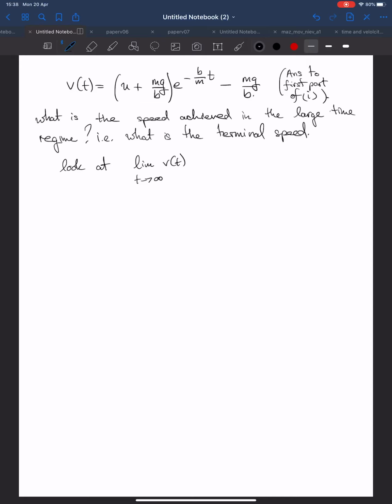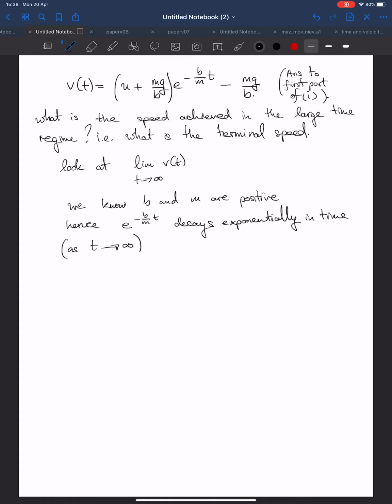Which is easy to do. So first of all, we know b and m are positive. Hence, this term decays exponentially in time, or as t goes to infinity. So eventually what we find is the limit of this is just minus mg over b. Okay. So that's what it is.